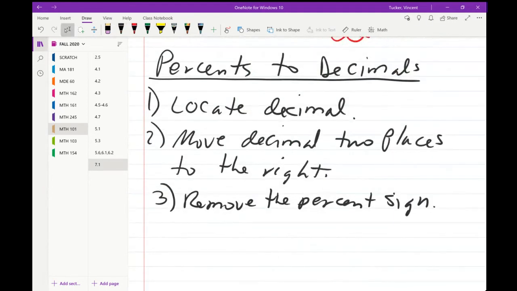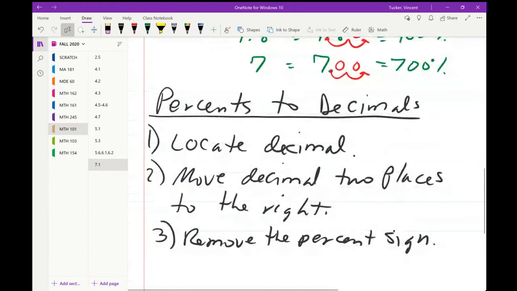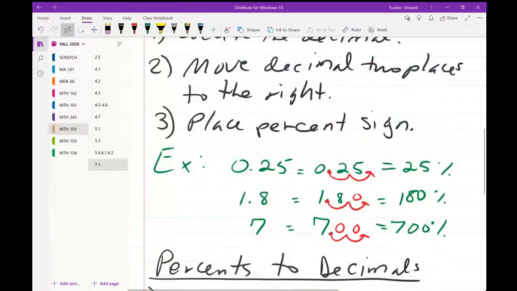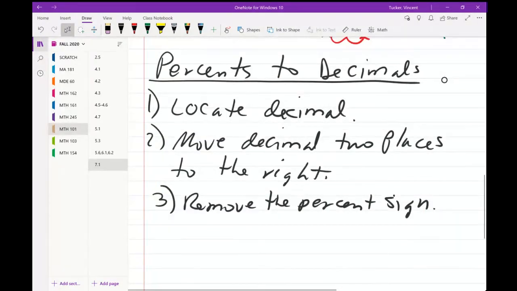All right, so for percents to decimals, make sure my thing is straight. Okay. So from percents to decimals, locate the decimal, move the decimal 2 places to the right. And I said right, I should have said left. That was my fault. 2 places to the left. And then remove your percent sign.